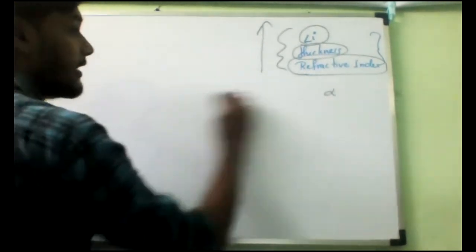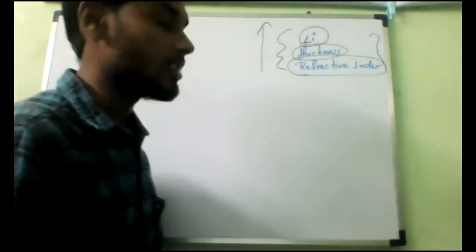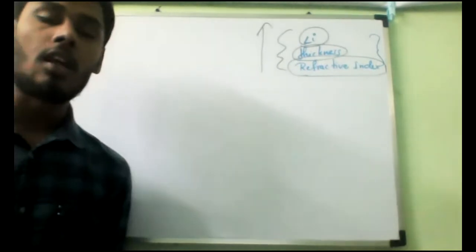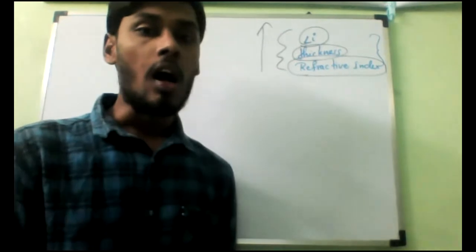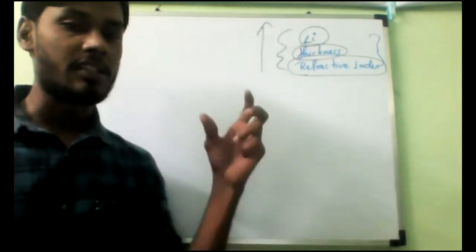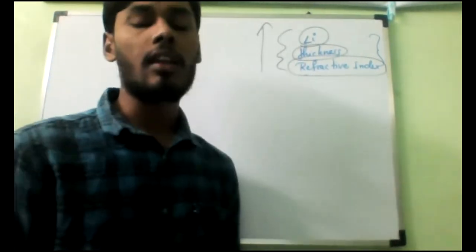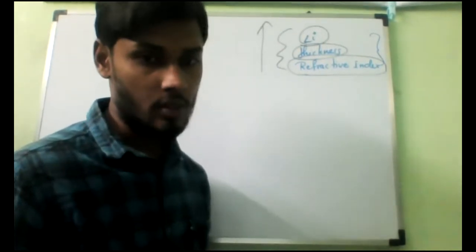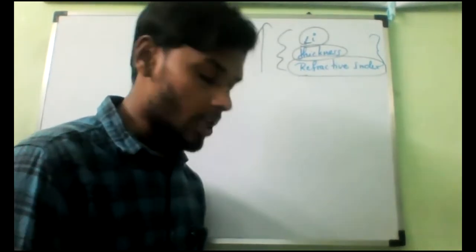And as we know, the angle between the emergent ray and the normal is called the angle of emergence. Is it true or not? Yes, sir. So the angle between the emergent ray and the normal, we call the angle of emergence. Now, this emergent ray is parallel to the original light ray. So that is why we can say the angle of emergence is equal to the angle of incidence. Do you understand? Yes, sir.